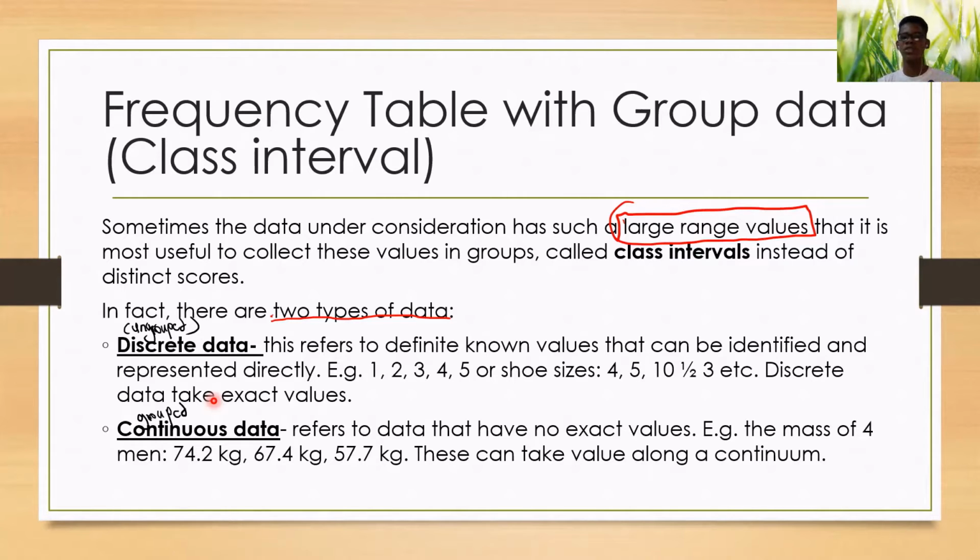Now with continuous data, it doesn't have necessarily an exact value. What happens is that we tend to round it off, right? We tend to round off continuous data values. With continuous data, the value is not always the exact, and because of that, we say the data is continuous or taken along a continuum. It can have a certain range of values, right?